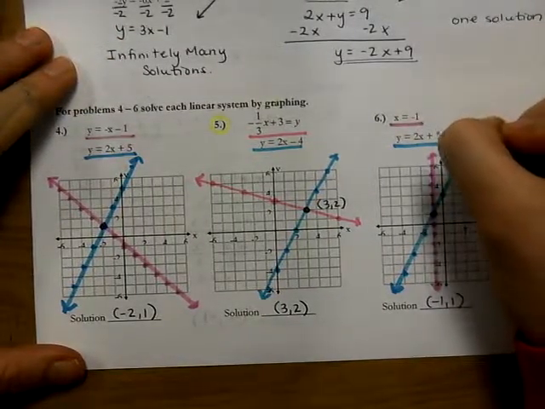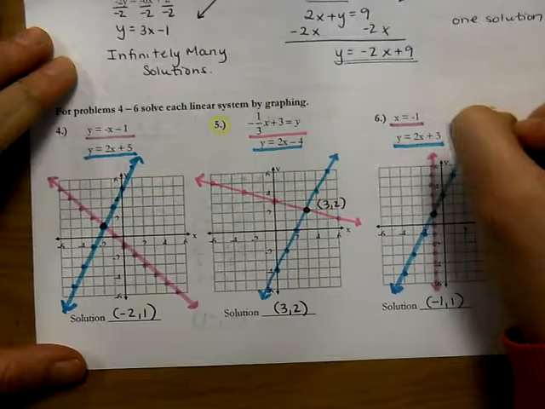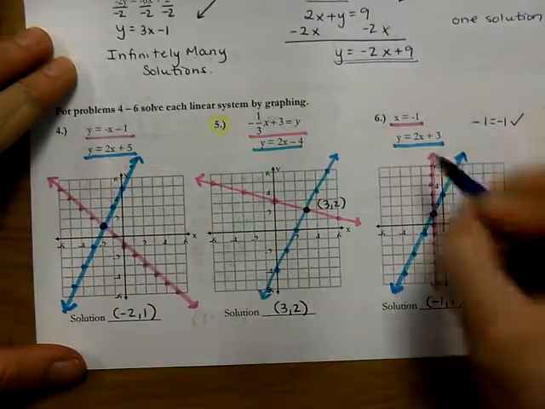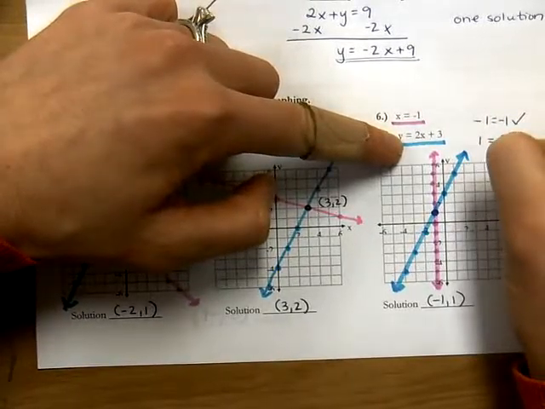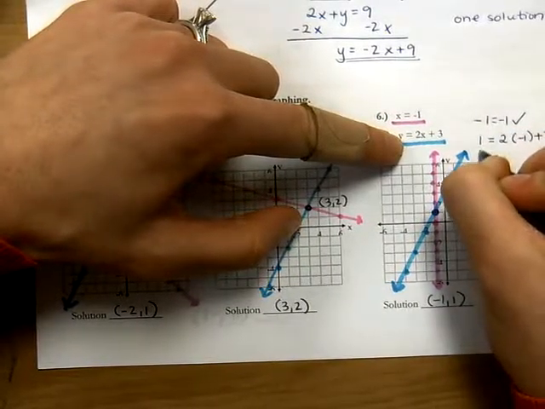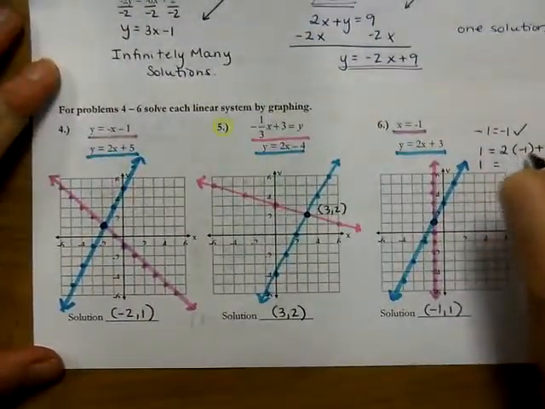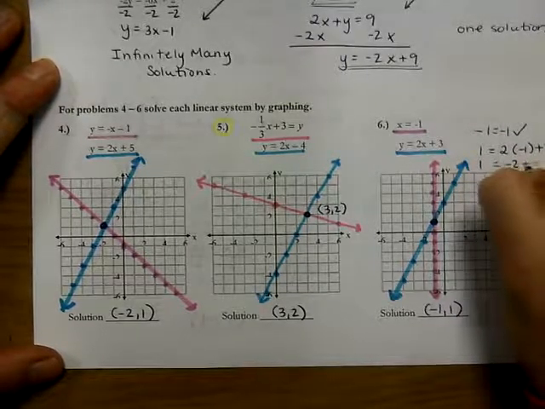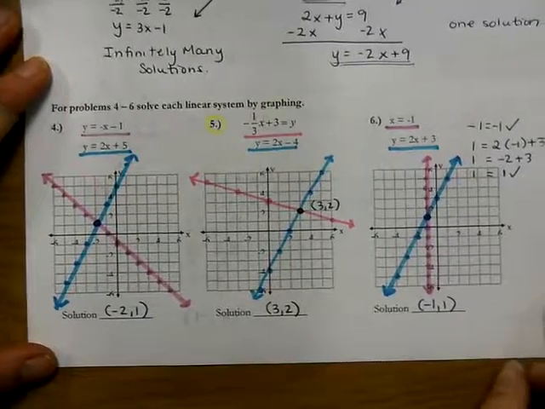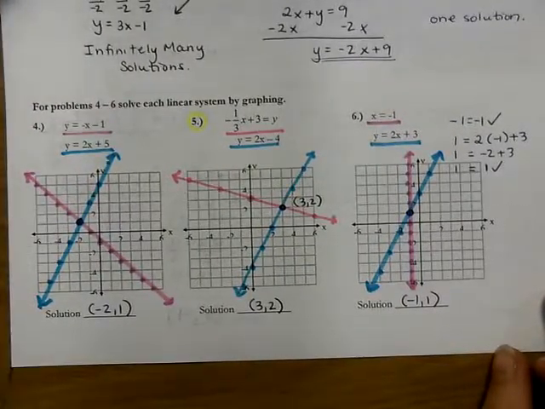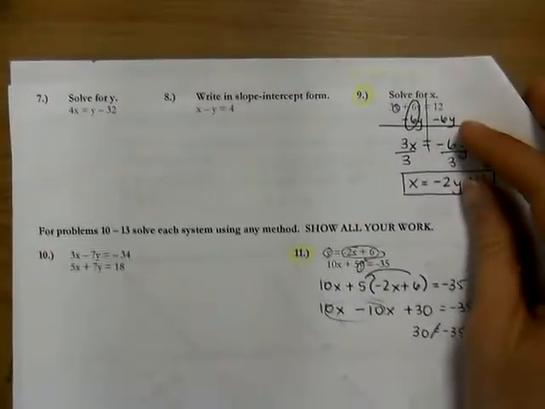If I check in the first equation, I substitute negative 1 in for x, negative 1 equals negative 1. That works. Substitute in for y. 1 equals 2 times negative 1 plus 3. Well, the left-hand side is simplified. On the right-hand side, 2 times negative 1 is negative 2, plus 3, so I get 1 equals 1. That works as well. So you can also check by hand if you want. Flipping to the back, moving on to number 7.